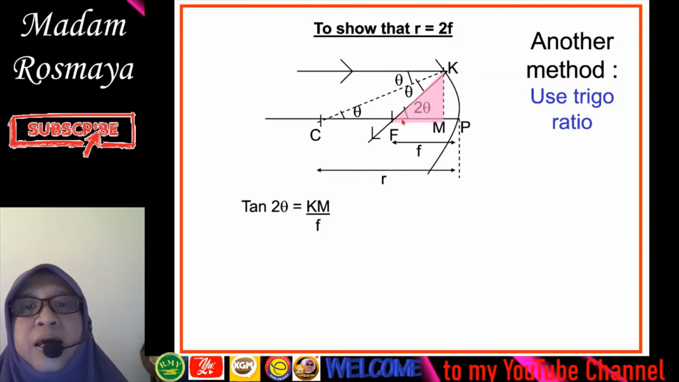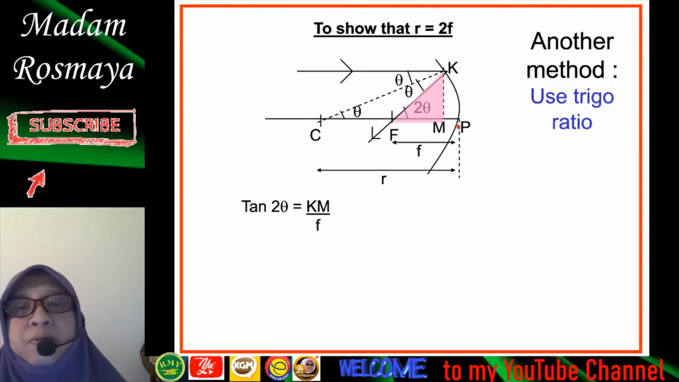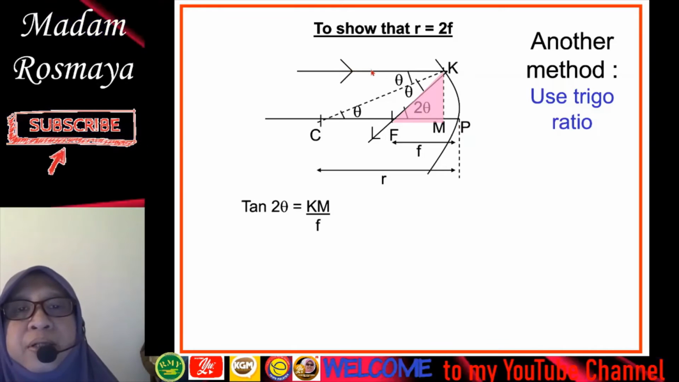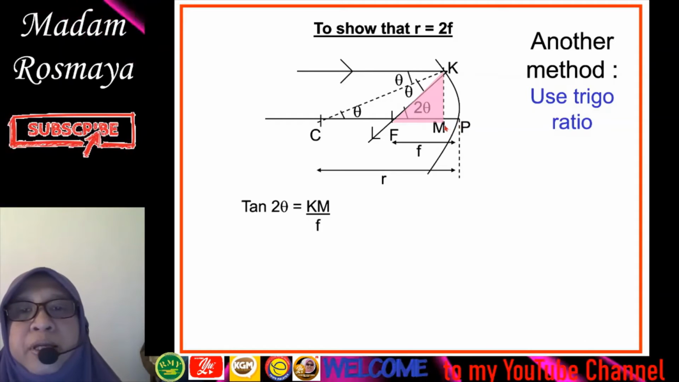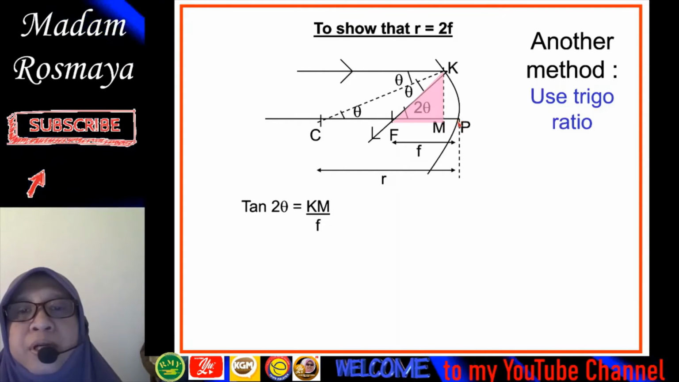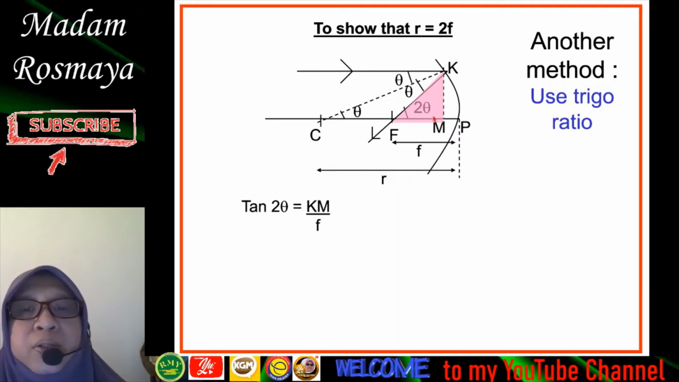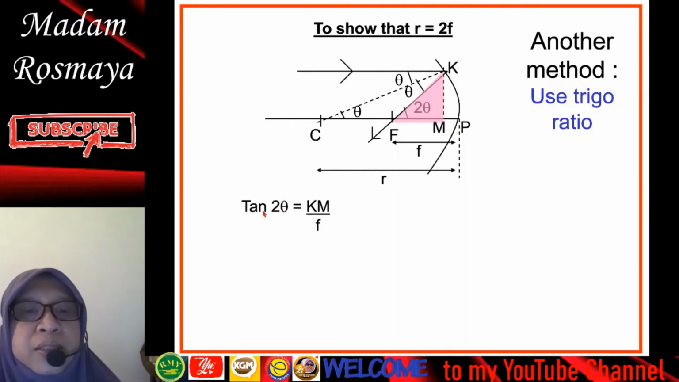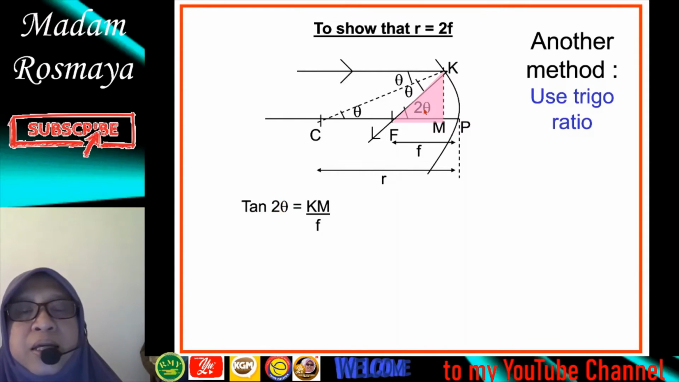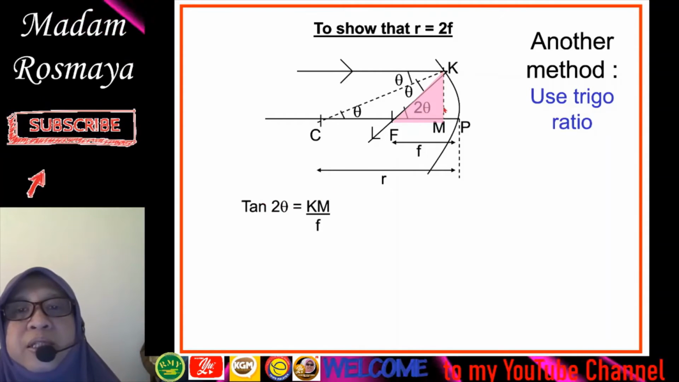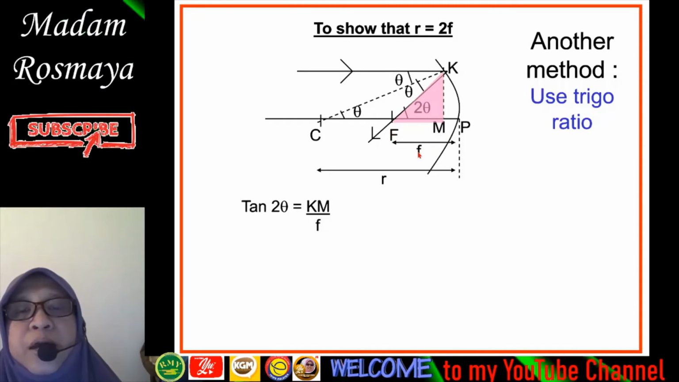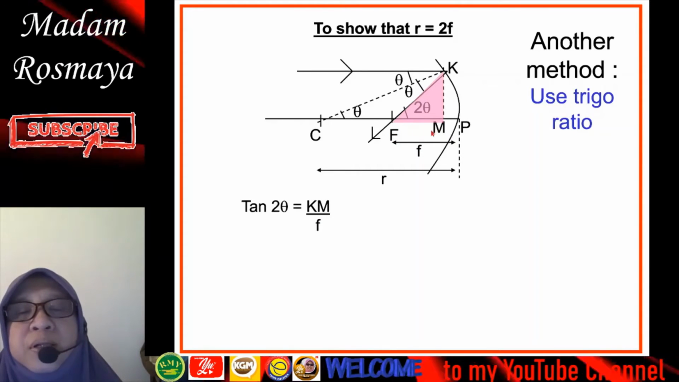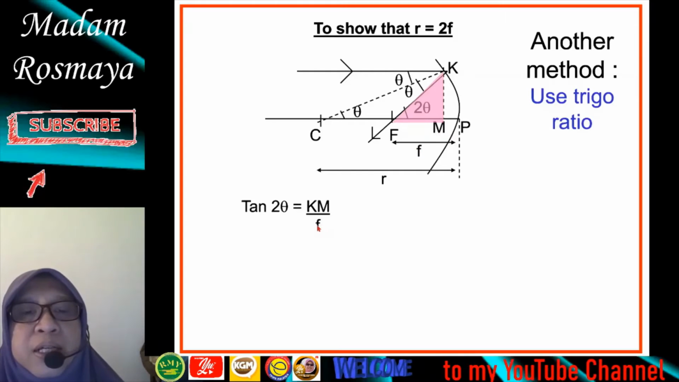Okay, the angle KFP actually equals angle KCM, because M and P, being so close to the parallel ray to the CP, will make M and P as if they join together. So we use the trigonometric ratio for tangent 2 theta here. Tangent theta is opposite over adjacent: the opposite is KM, and the adjacent is FM, which equals F. FM and FP are the same, F, the focal length.